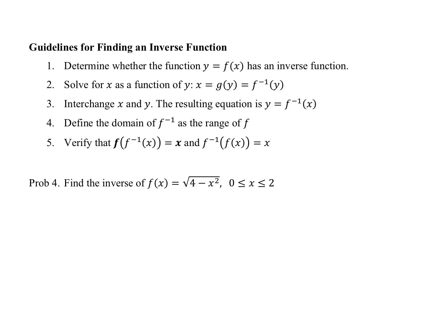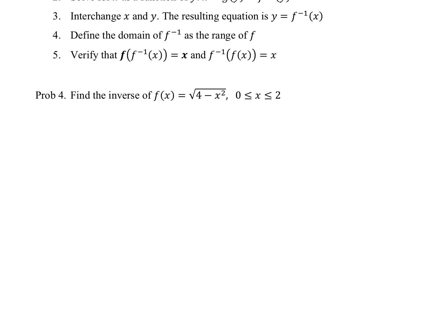Now let's do the next example. Find the inverse of the following function. First of all, let's make sure that the inverse exists by checking it is strictly monotonic or one-to-one. We can use the calculus approach, find the derivative and check the sign, right? Or we can use the geometry approach.